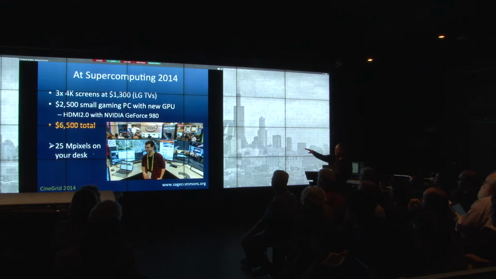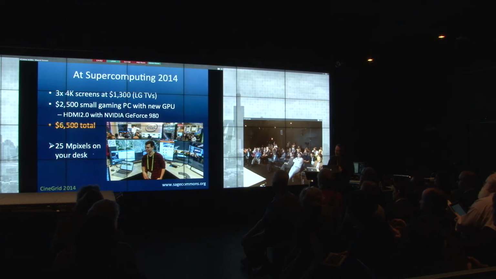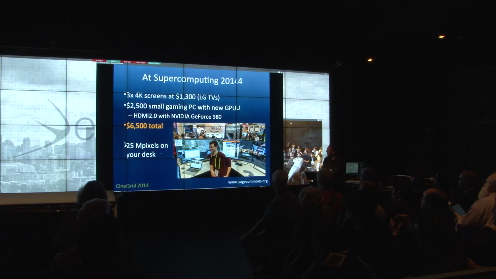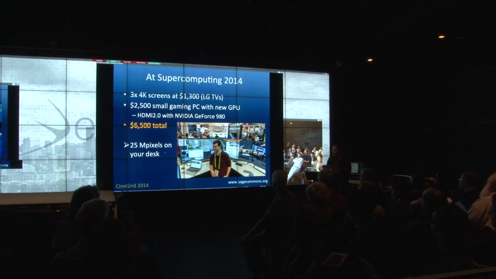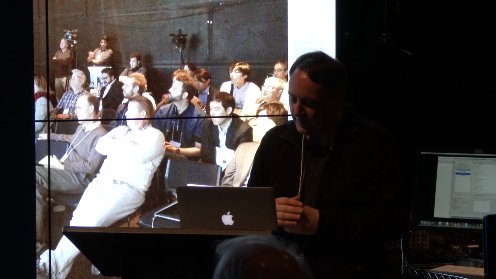And a gaming PC from Dell. Just a little feature that we like to point out: if you get the latest NVIDIA card, you can get 4K 60p on your TV. Finally, you can get 4K 60p on your TV. So for $6,500, or let's say less than 10,000, you can get 25 megapixels on your desk, and you can really do high-resolution work and see all your data.